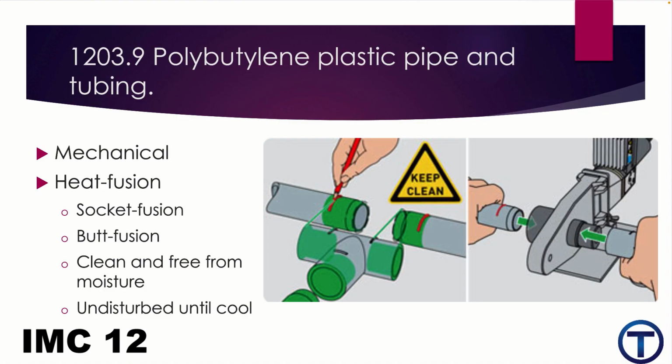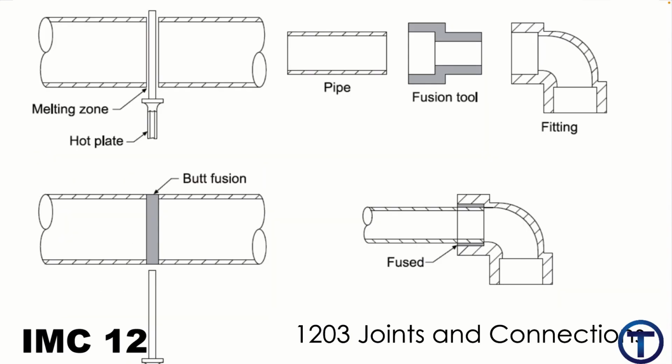Check out 1203.9 polybutylene plastic pipe and tubing. You can use a mechanical joint or heat fusion. There's a variety of options for heat fusion. When you're fusing pipe together, you're going to heat the pipe, you're going to heat the fitting, and you're going to push them together. Notice we have an example of butt fusion on the left.